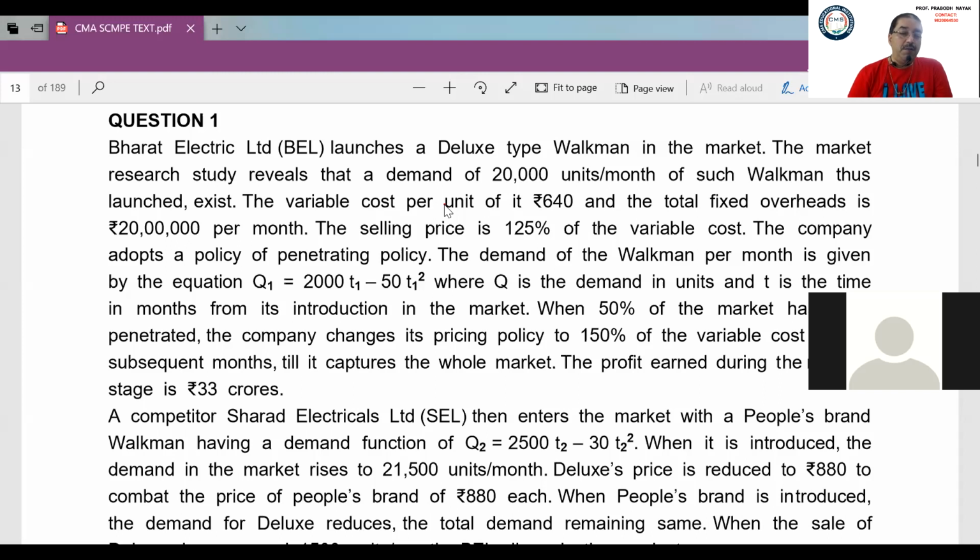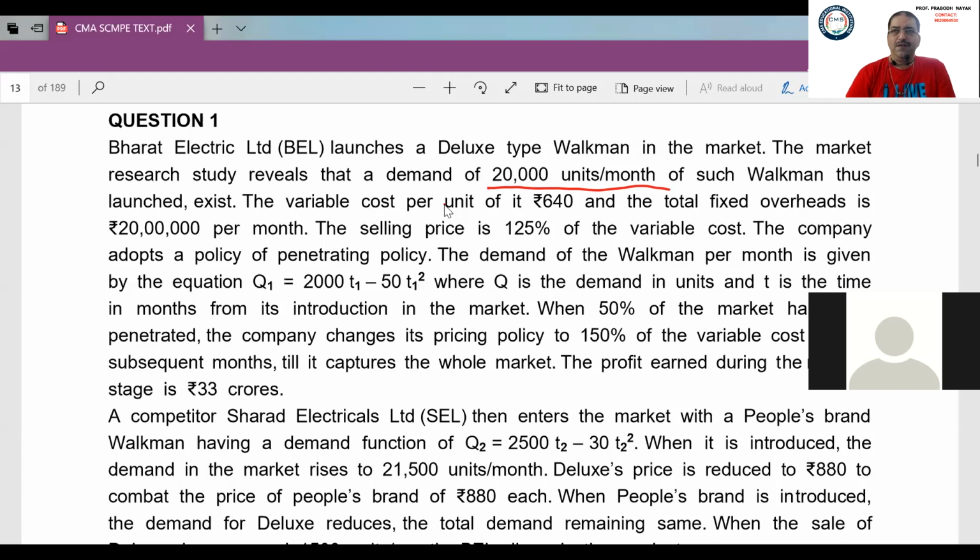Bharat Electrical Limited launches a deluxe type Walkman in the market. The market research study reveals that a demand of 20,000 units per month of such a Walkman thus launched exists.